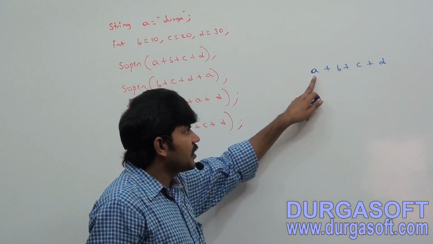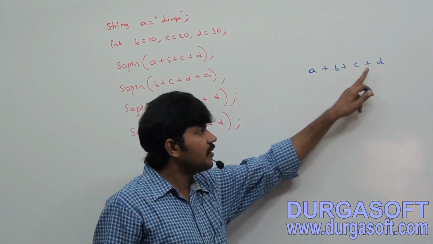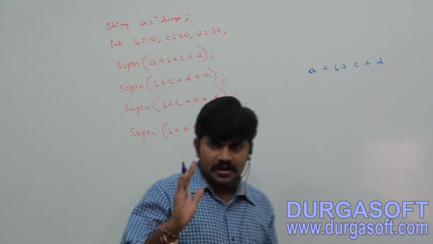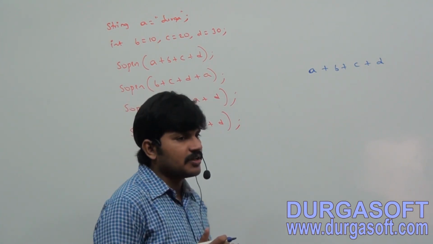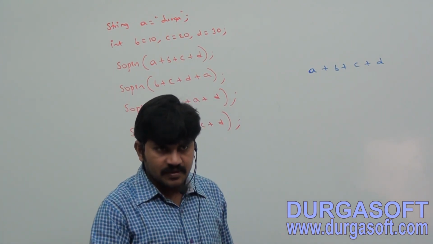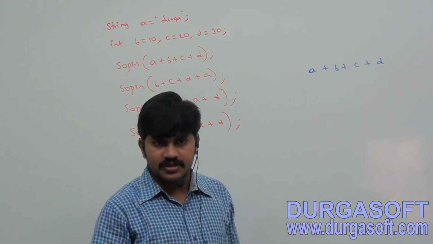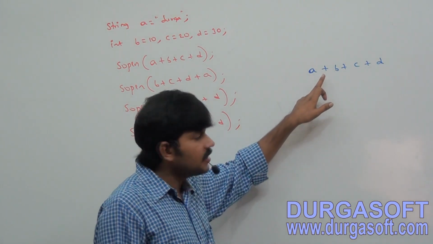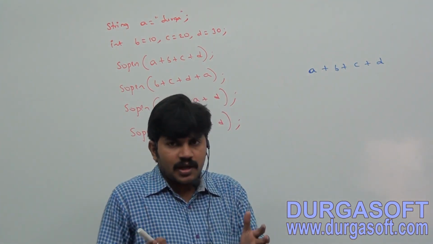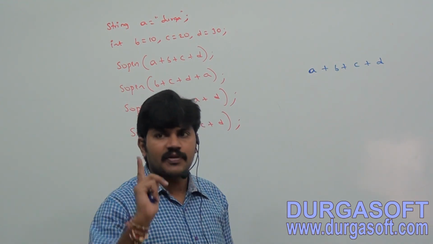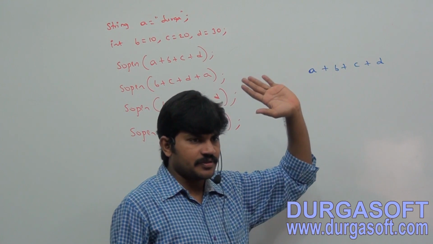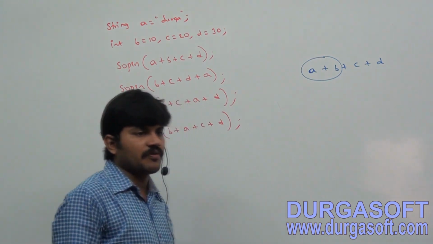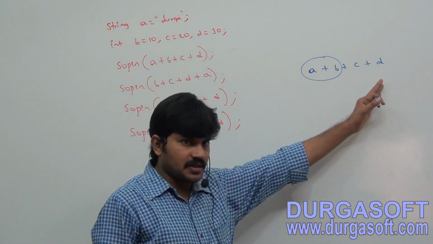In A plus B plus C plus D, how many plus operators are there? Three. For more than one operator, how will the operators be evaluated? Based on precedence: the high precedence operator is evaluated first, then the low precedence operator. But here all have the same precedence. For multiple operators with the same precedence, the order of evaluation is always left to right. So first A plus B will be evaluated, and then C plus D.